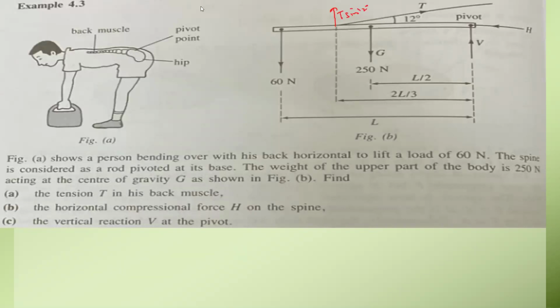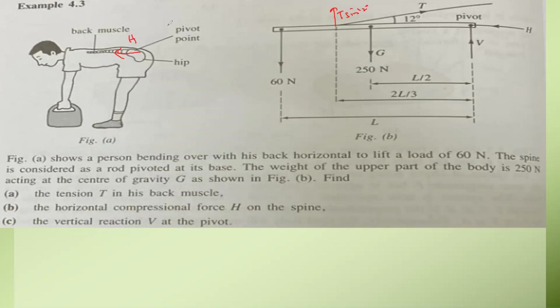V is a compression force on the bone, on the joint. It's written: T is the tension, and H is the horizontal compression force on the spine. Like how much force is there on the spine? That is a horizontal force. And the spine will experience two forces, the horizontal and the vertical forces, to balance.